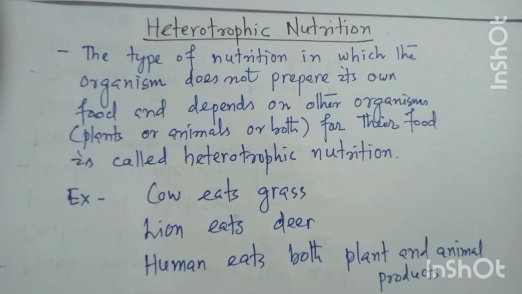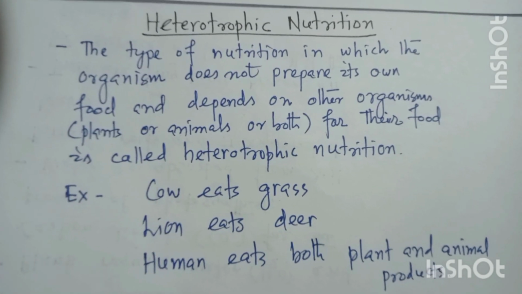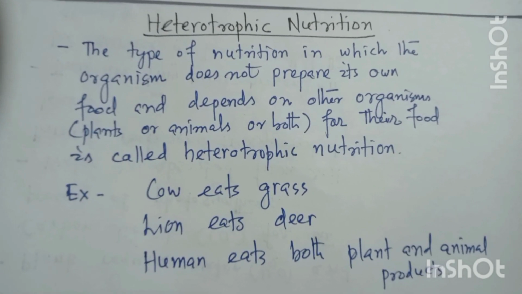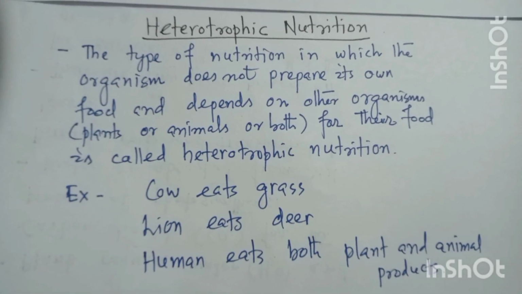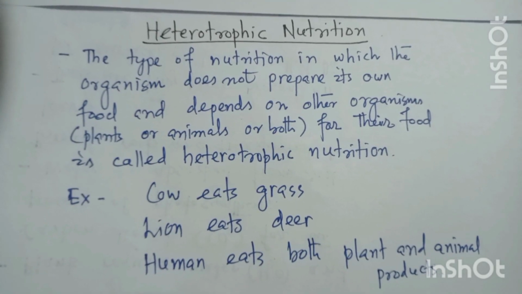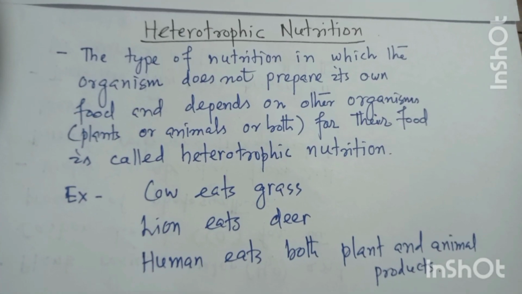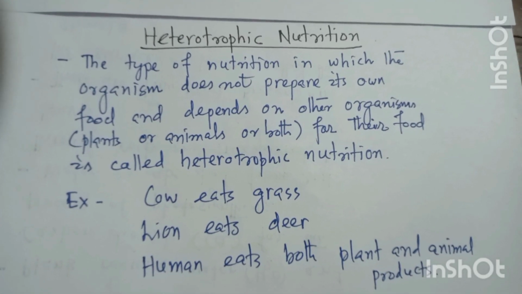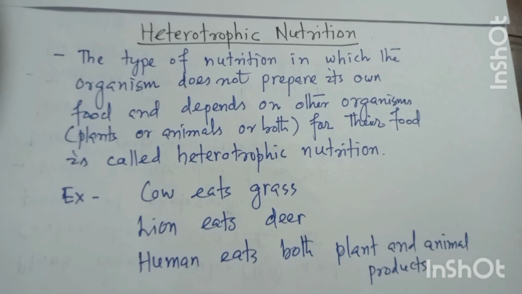Now let us discuss heterotrophic nutrition. The type of nutrition in which the organisms do not prepare their own food and depend on other organisms like plants and other animals or both for their food are called heterotrophic nutrition.